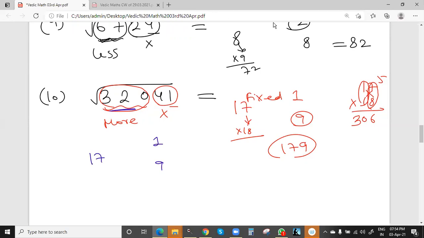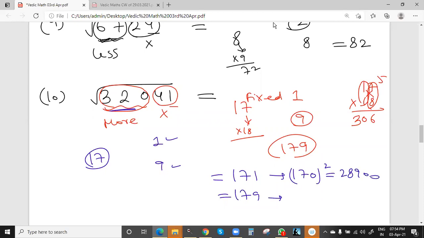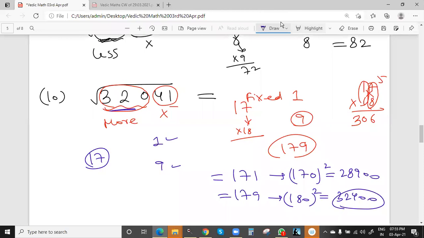So 17 is fixed. We have two options, 1 and 9. One option will give 171, the other option will give 179. What is the other method to choose between 171 and 179? Near 171, we have 170. So 170 square we can write. This will be 28900. That is also an option. 179's nearby value is 180. So 180 square will be 32400. So which is nearer to this value?